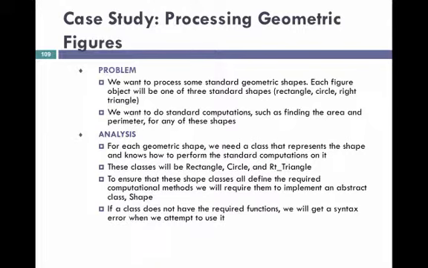For every geometric shape, we need a class to represent the shape and know how to perform the standard computations on it. These classes will be rectangle, circle, and right triangle respectively. And to ensure that these classes all define the required computational methods, they all need to implement an abstract class called shape. And if the class doesn't have the required functions, then we'll get a syntax error when we attempt to use it.